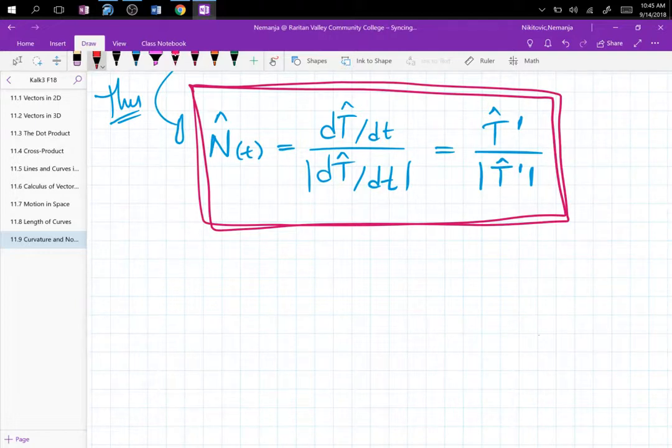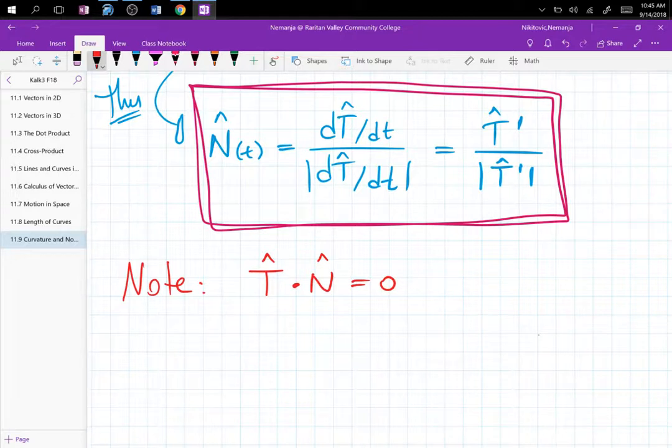I'll write the note over here. The dot product between these two is 0. And that should be common sense because they're perpendicular to each other. It's called a normal vector. It's normal. That means 90 degrees to the tangent vector. Well, if there is 90 degrees between two vectors, their dot product is 0. So that might come in handy as you go through stuff.